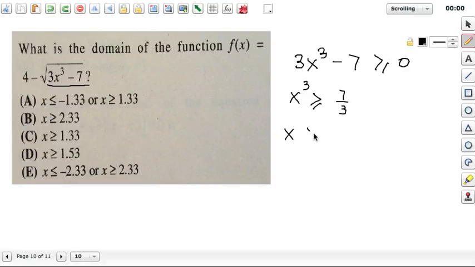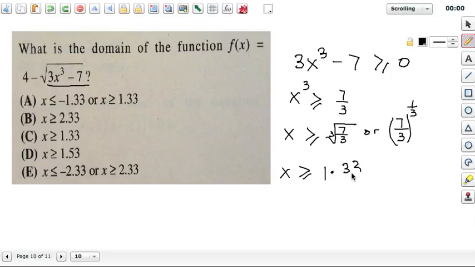X must be greater than or equal to cube root of 7/3. Use your calculator to figure out what cube root of 7/3 is, or you can simply go 7/3 raised to the power 1/3 on your calculator if you don't know how to do cube root. So 7/3, tuck it in parentheses, raise it to the power 1/3, and your final answer should be 1.33, and the correct answer is C.